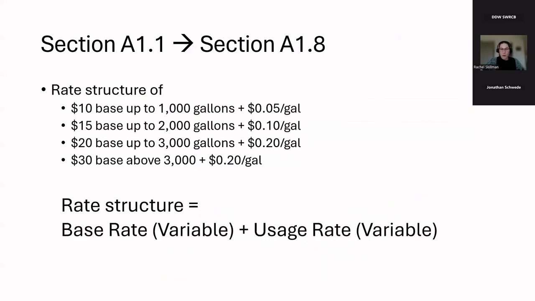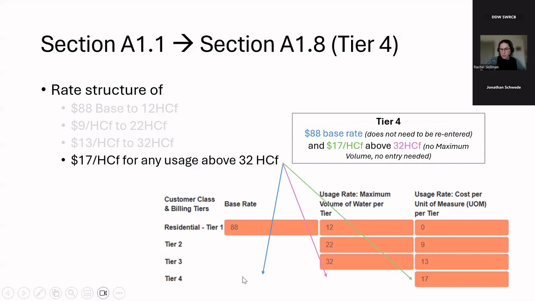That is because we have our $88 base rate that does not need to be re-entered. And when we have a variable rate, there's usually, unless perhaps you cap, like if there's some sort of maximum that you could charge or maximum quantity of water that could be used, typically this last tier is anything above a certain amount of water used. So in this case, it's 32 HCF up to infinity. We do not need to enter anything in this maximum volume of water per tier, because there is no maximum volume of water per tier that this $17 per HCF variable usage rate would apply to.